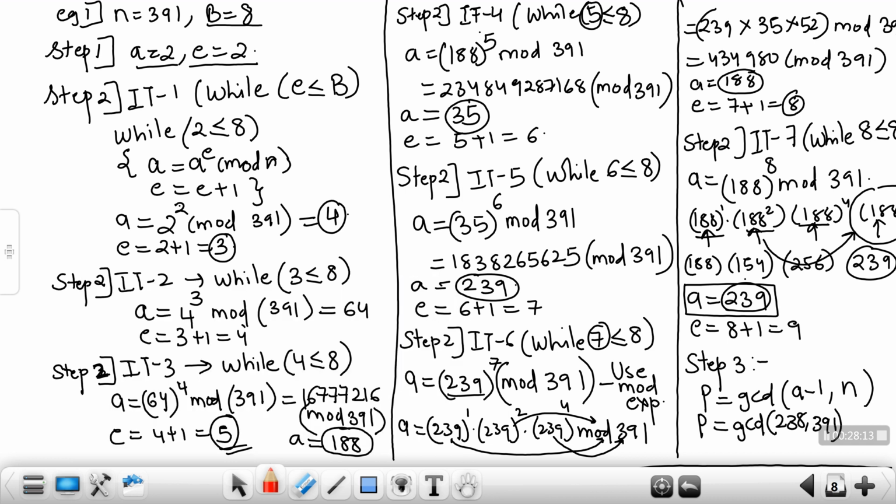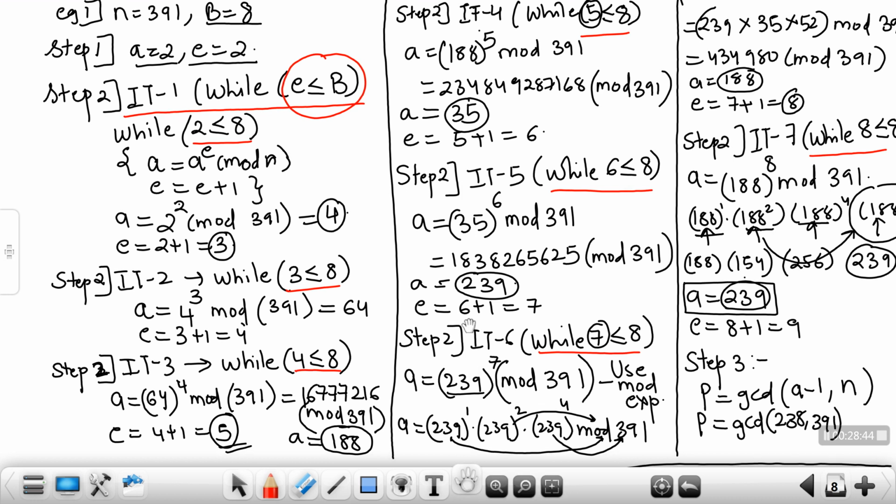Then in step number 2, we continue the iterations until the condition is satisfied. In this iteration, we go from E value 2 less than 8, then calculate the values of A and E, then 3 less than 8, 4 less than 8, 5, 6, 7 less than 8, and 8 less than or equal to 8. While doing this, you require a lot of calculations, modular exponentiation, to calculate the value of A.